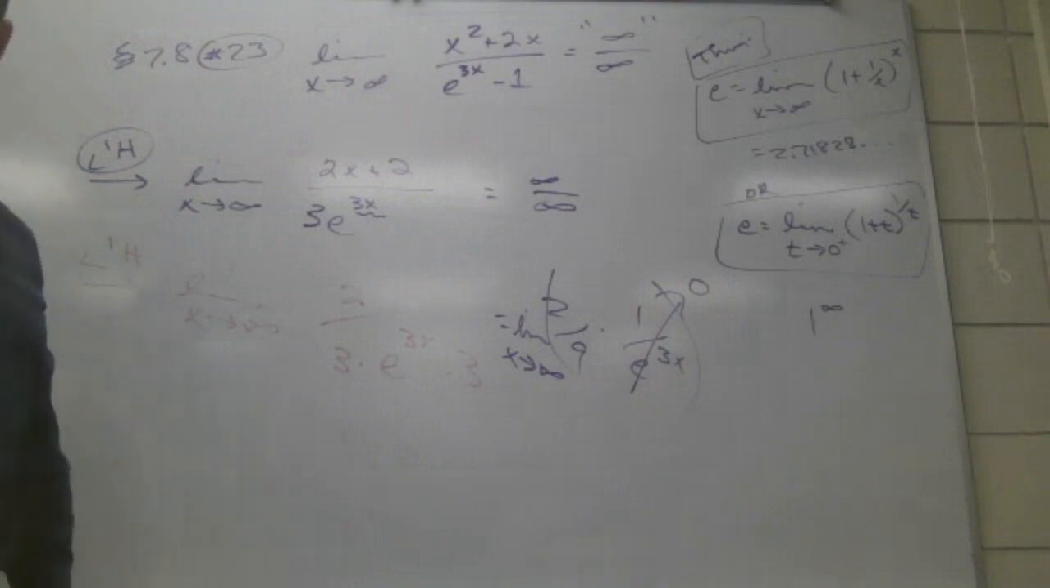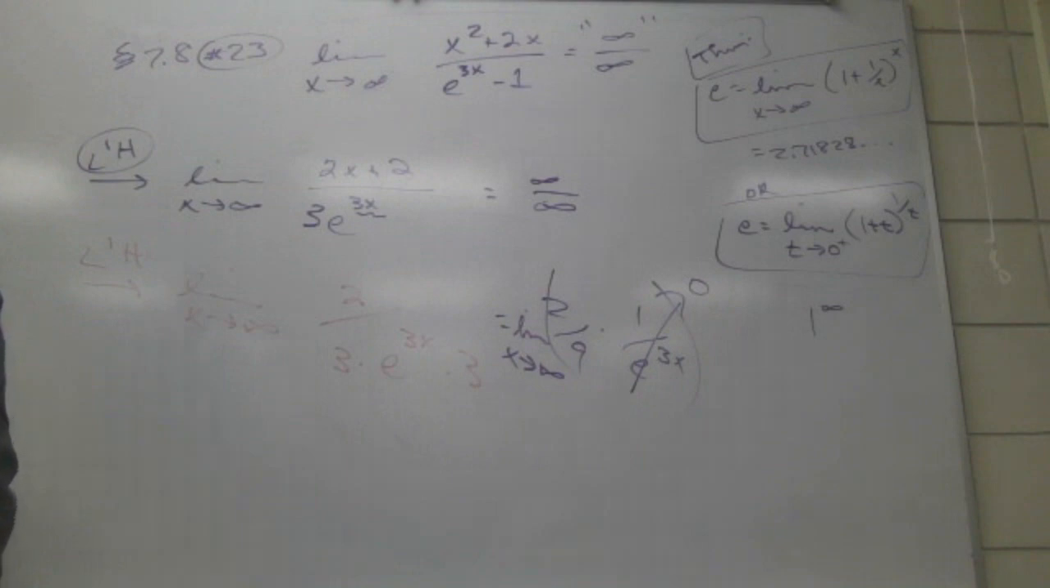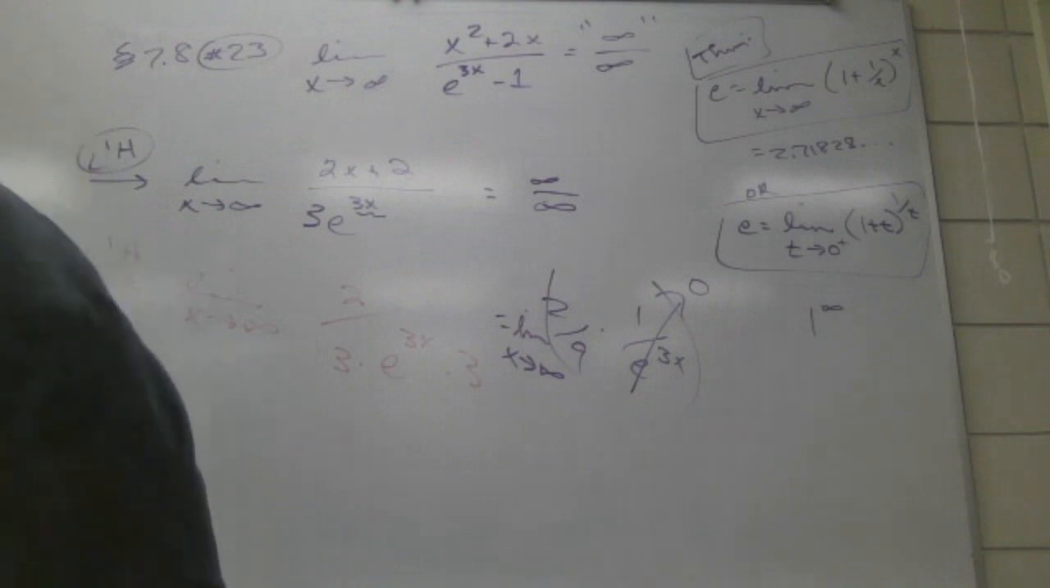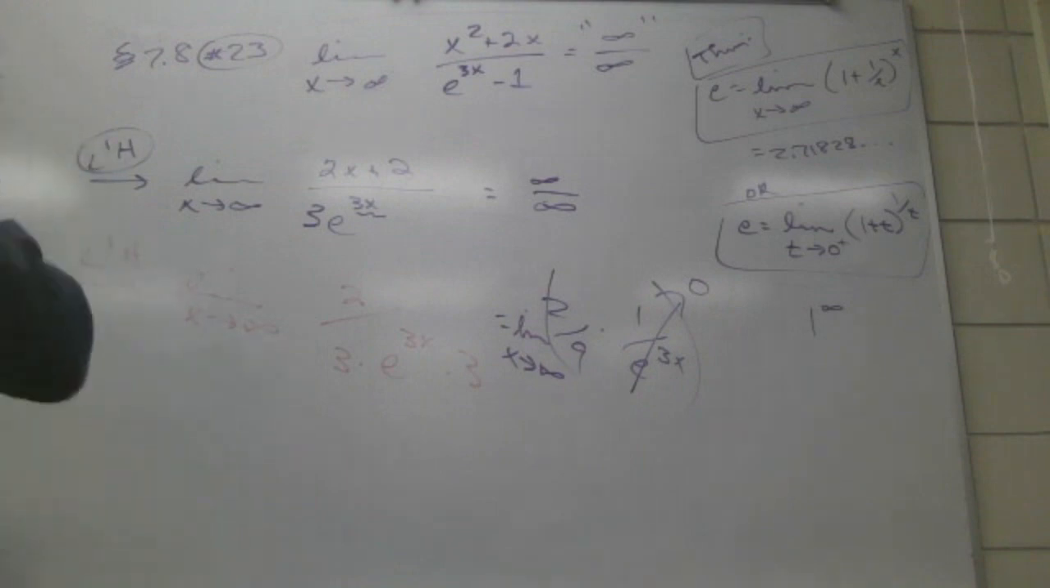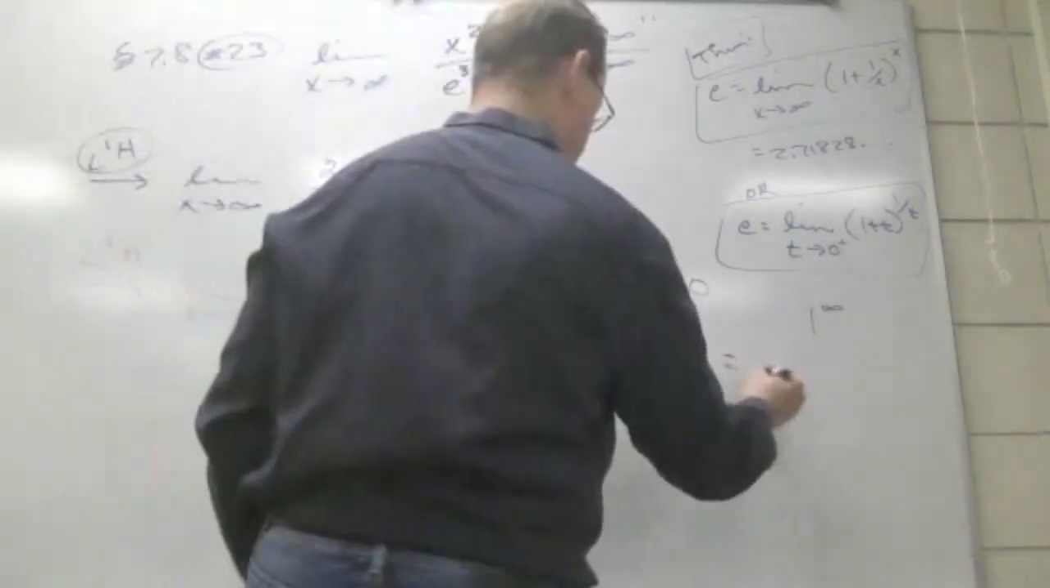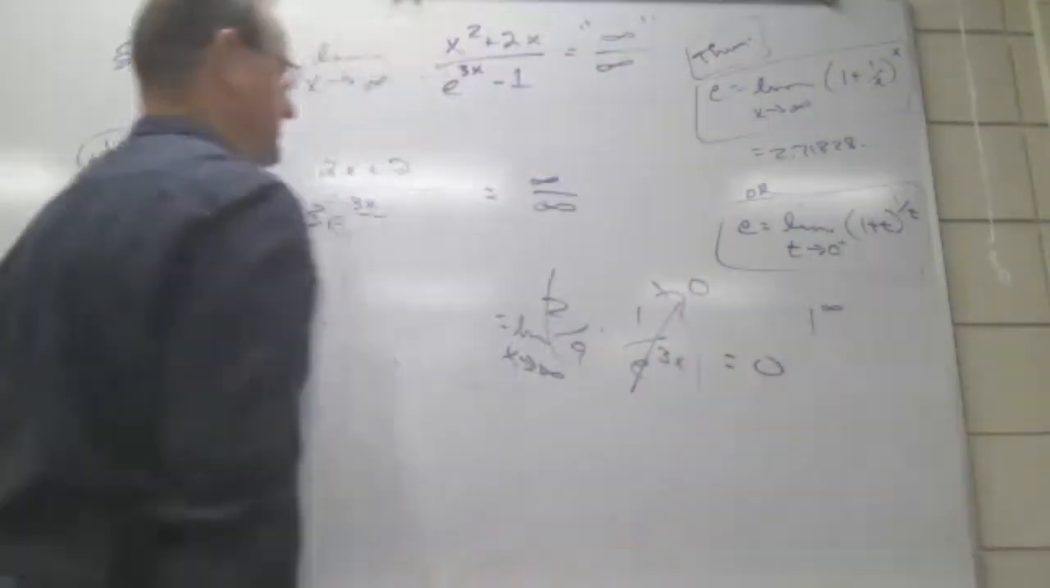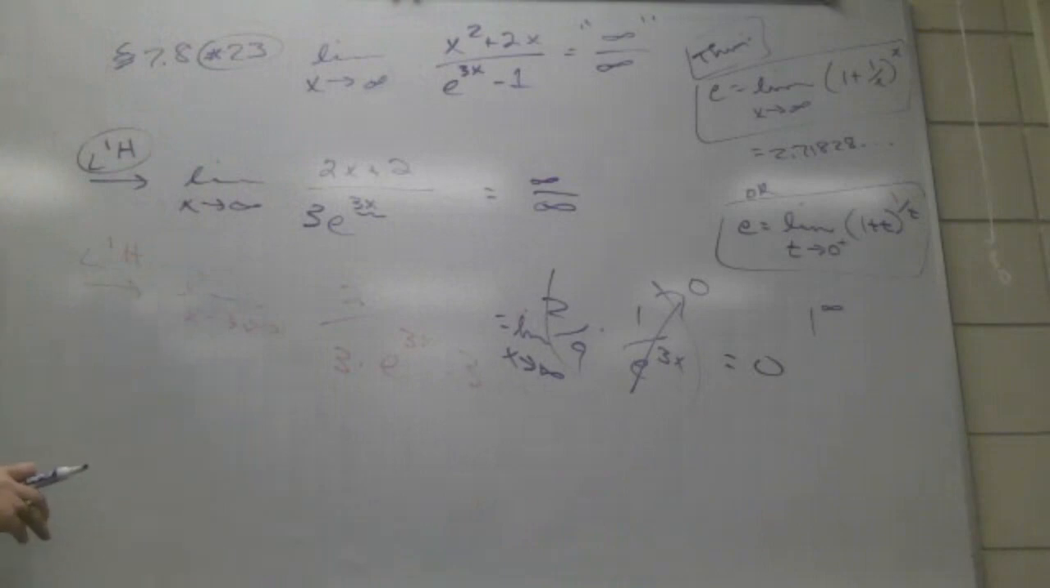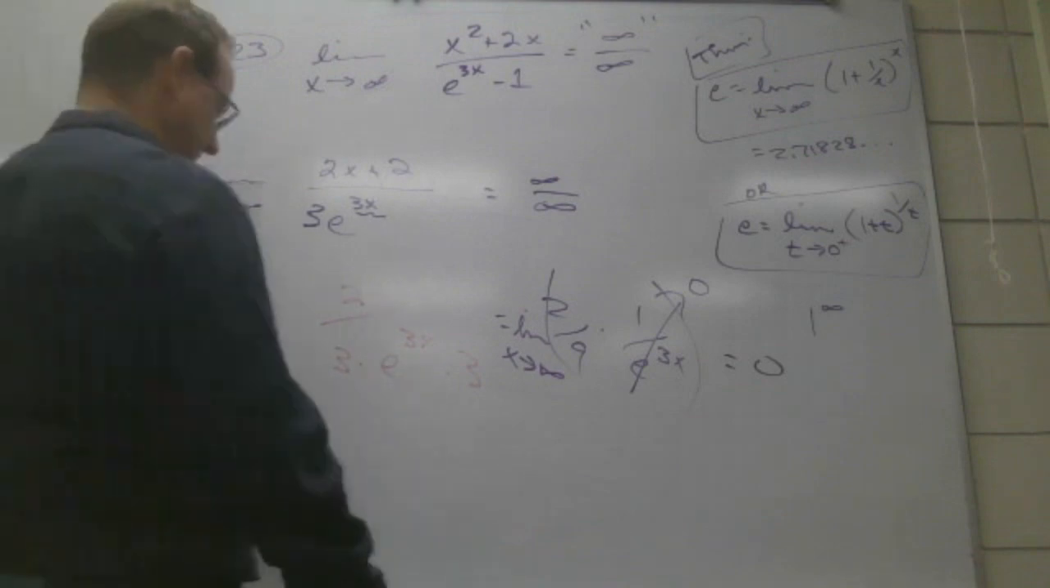So 1 over infinity. Anyway, but it's 0, right? So 2/9 times 0 is 0. Fine. Is that probably what the answer in the back of the book is, isn't it? It better be 0. If it says 2/9, it ain't right.